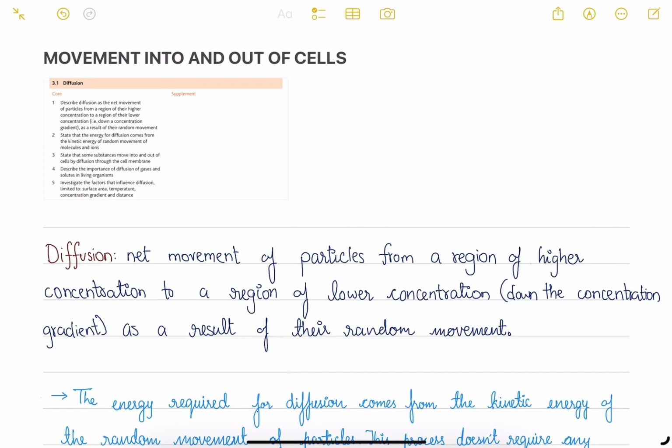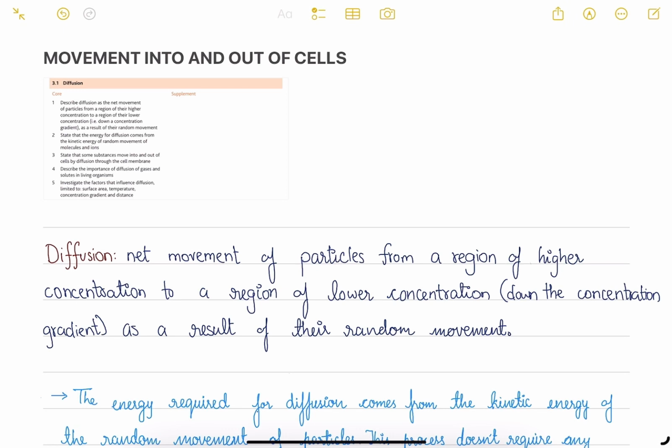Today we are diving into a fascinating topic from the IGCSE biology syllabus: how substances move into and out of cells. We'll be covering three important processes: diffusion, osmosis, and active transport. Let's get started. First up, let's talk about diffusion.